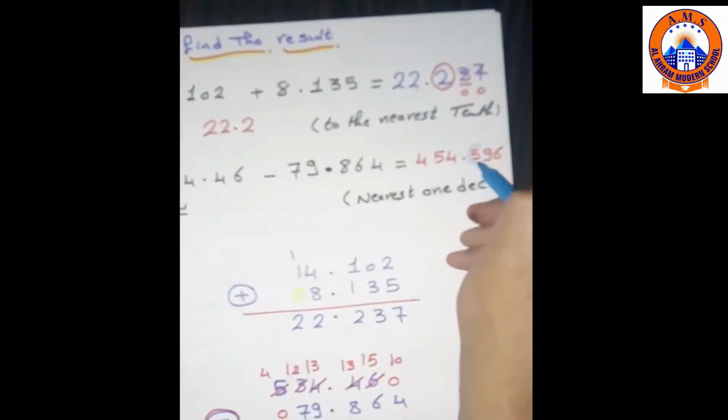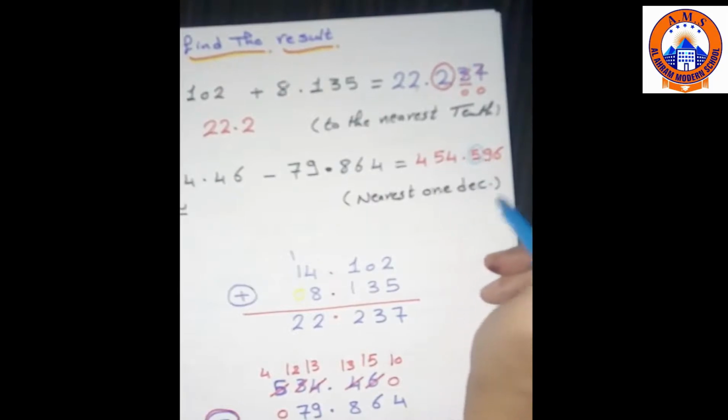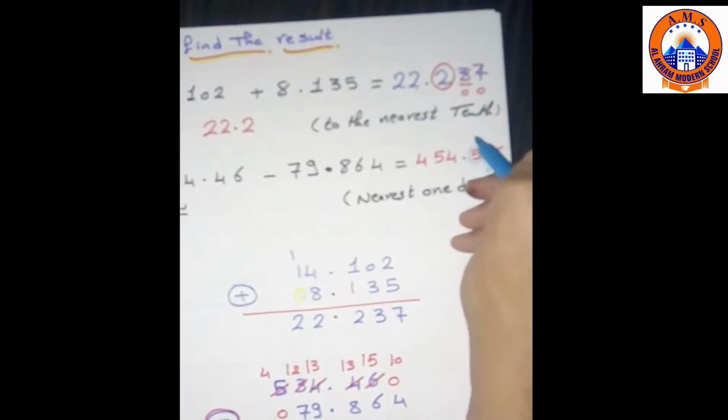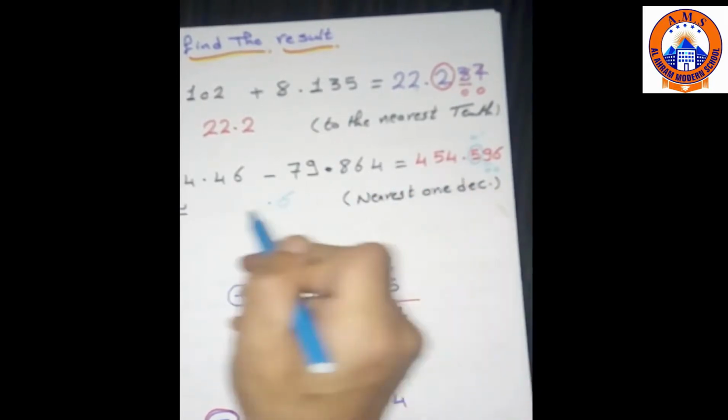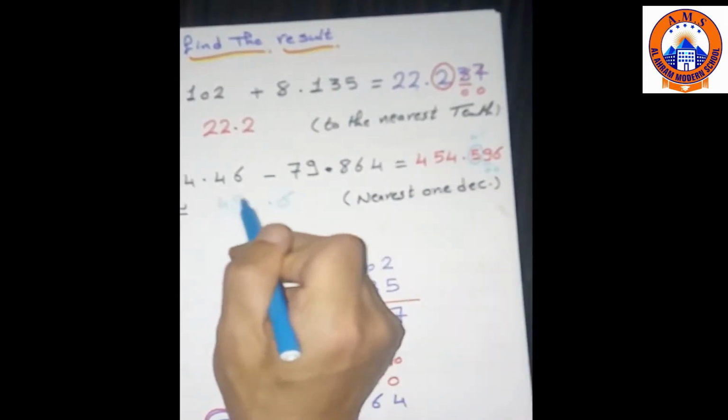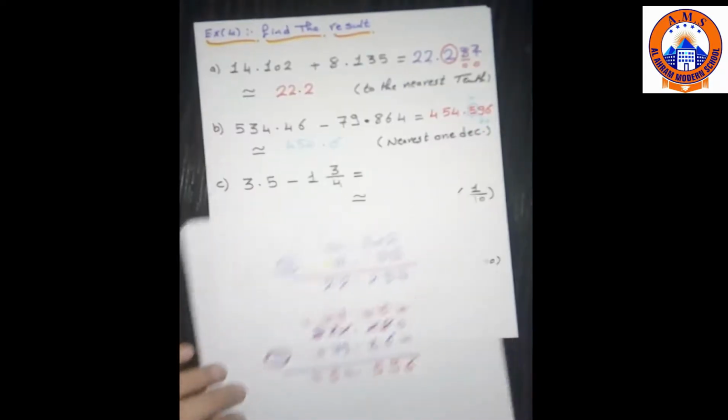Then we're going to approximate to the nearest one decimal place, or the first decimal place, which is the first decimal number, which is 5. And the following digit is 9. All the following digits turn into zeros. This 9 is going to increase the 5 by 1, so this 5 will be 6, and we have a decimal point, then 4, 5, 4. Next question.